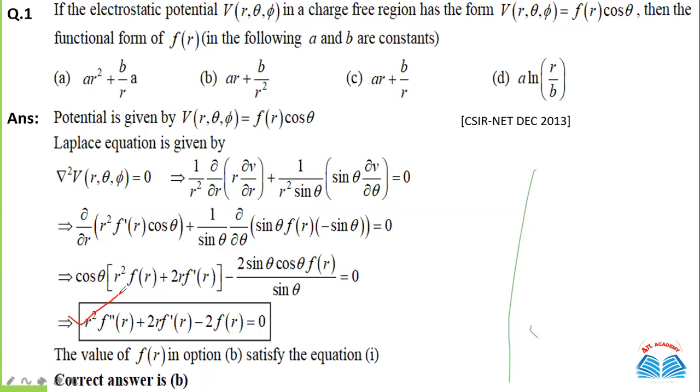Now you have 4 options on your screen for this question. So we know that the solution must have this form. So we will put each option one by one. This is obviously a hit and trial method, and the correct value of F(r) you can get is option number B, which equals A r plus B over r squared.